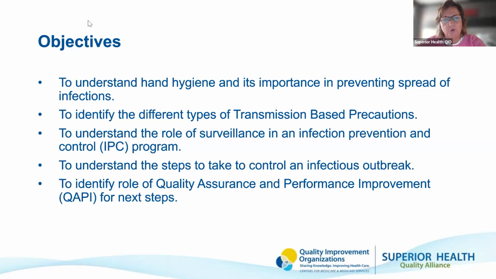spread of infections. We're going to talk about the different types of transmission-based precautions. We're going to talk about helping you understand your role of surveillance in an infection prevention program and why surveillance is so important. Then we're going to talk a little bit about managing an infectious outbreak. I know that's probably going to be a little redundant for those of you that have been doing this for a few years, but we do have a lot of new infection preventionists, so we just want to go through that for a clear understanding and to answer any questions. And then we're going to talk about the role of the infection preventionist in quality assurance and performance improvement, QAPI, and what that looks like from an IP's perspective.